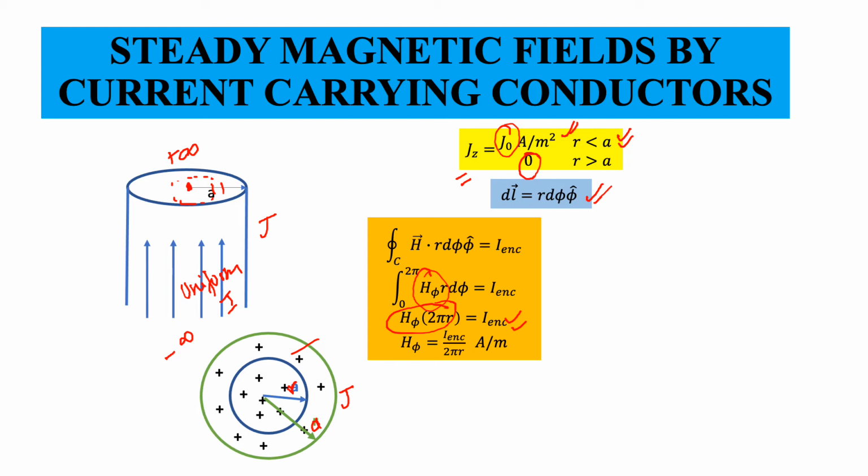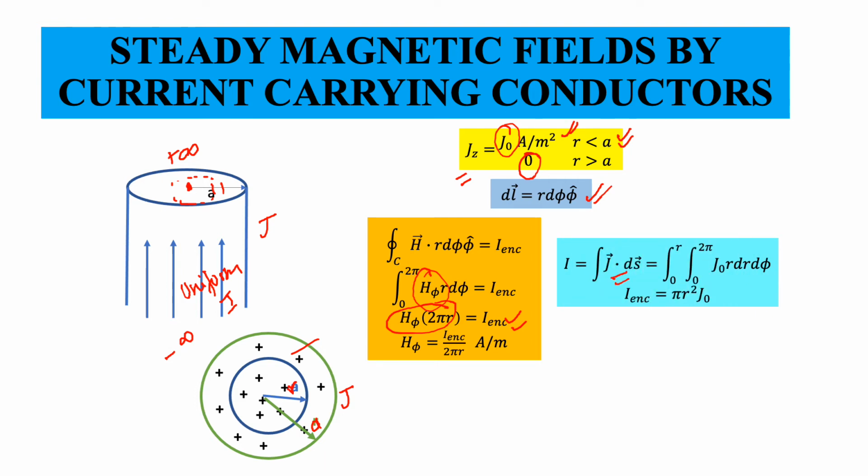In order to find the current enclosed, you need to find the relationship between current and current density. We already know this relationship. Current is given by the integration of J dot dS. What surface should I consider? dS being a surface integral, it is the surface bounded by this contour. So the contour that I have, bounding it will be an open hatched area, which I have shown here, and that is the surface.